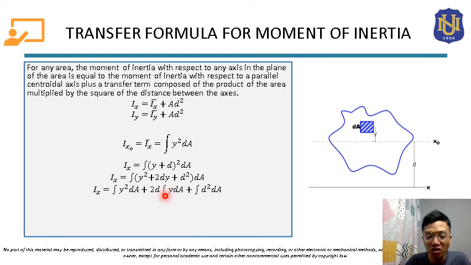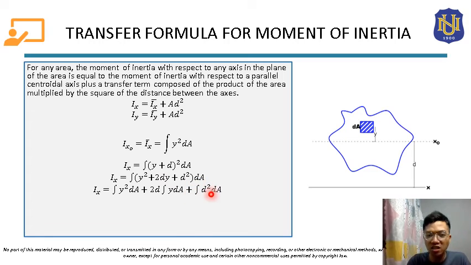if we measure the moment arm y from the x-axis above, that will be positive. But if it's measured below the x-axis, that will be negative. So if we sum them up, the differential area times this moment arm will just become zero, because the area above is equal to the area below. So this term will just be zero.